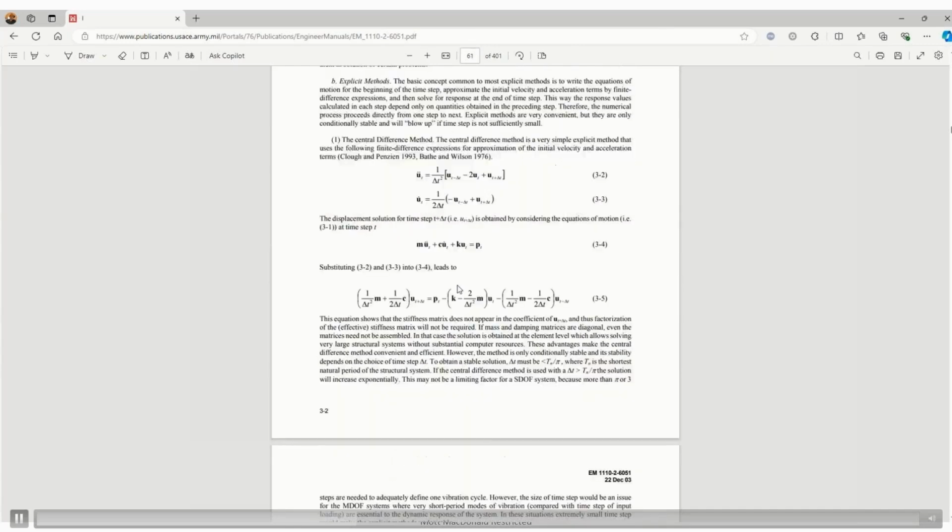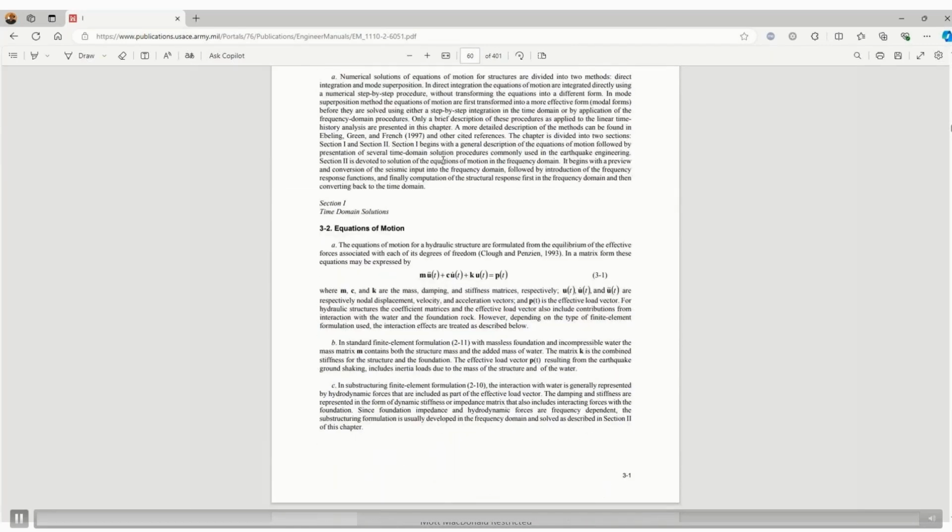So the equation of motion, as I was telling you, this is the one. The equation of motion, equilibrium of reactive force, is given by this: mass into double derivative of deformation, damping into single derivative of deformation, and stiffness into deformation.